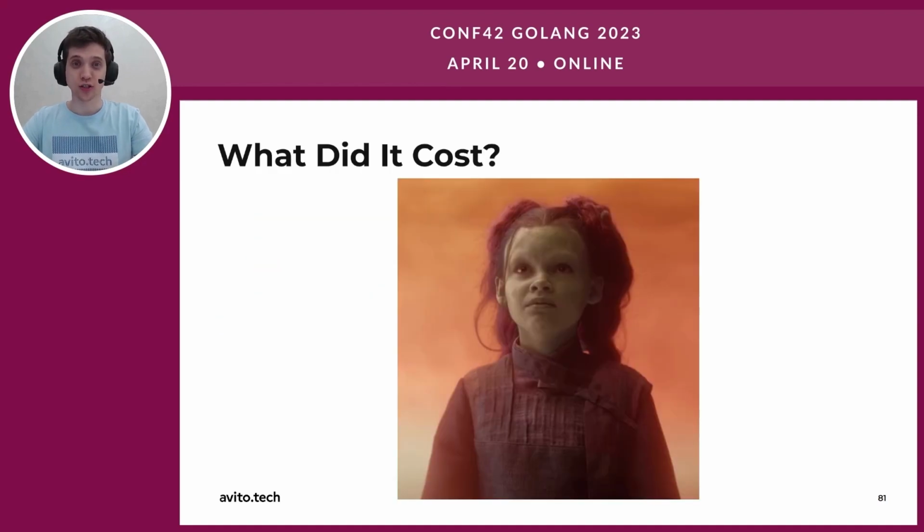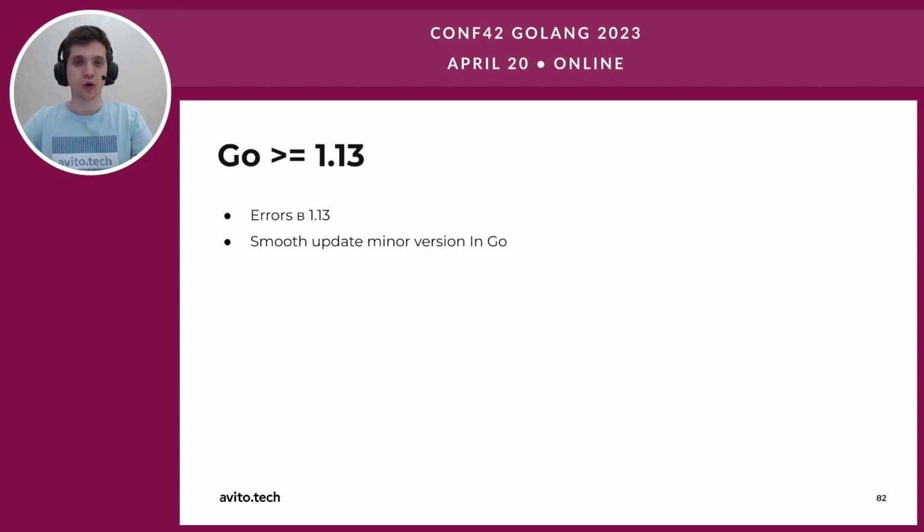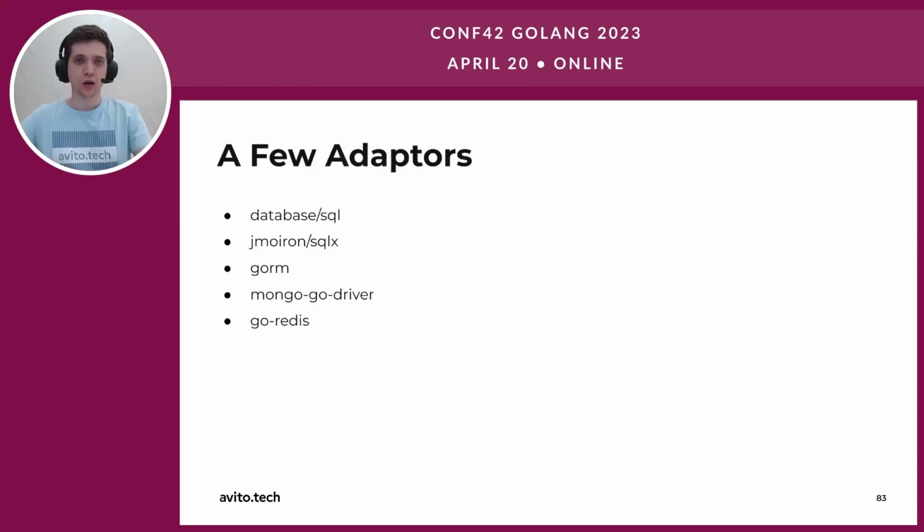But what did it cost? Fortunately, not everything. The solution works only on Go 1.13 version, which was released in 2019. It was not so long ago. Nevertheless, Go is updated by a minor version, and I hope you have already updated or it is not a problem for you. Also, there are a few ready transaction adaptations such as SQL, SQLX, Gorm, Mongo, and Redis. But you can write new adaptations in about 70 lines of code.